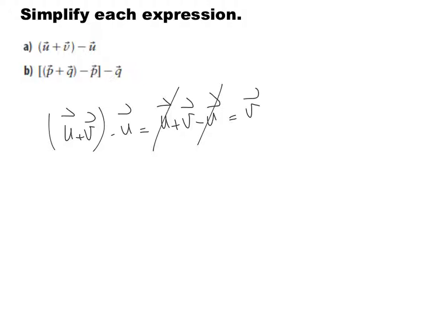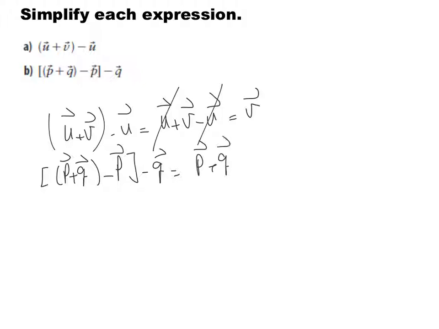The next one is p plus q minus p minus q, which is the same as p plus q minus p minus q after we drop the square brackets and brackets. P cancels with negative p, q with negative q, so the answer is the zero vector.